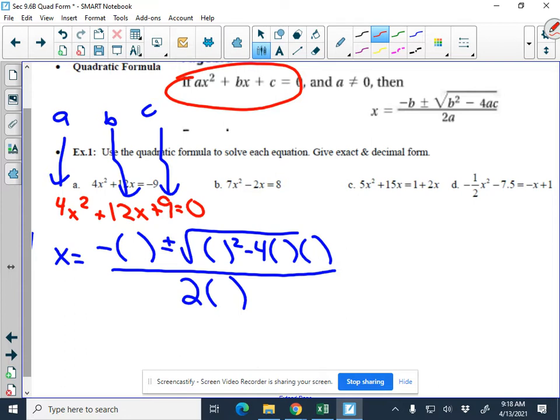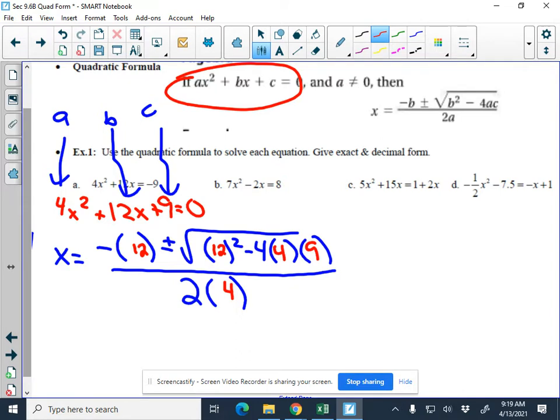Okay, so the b happens to be 12. So when I put in the 12, it's going to make that turn into a negative 12. Originally it was a positive 12. Now it turned into a negative 12. b squared here, this is 12 squared. a is 4. a is 4. c is 9.